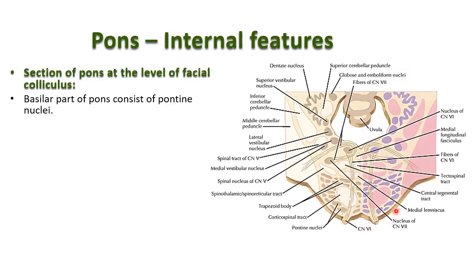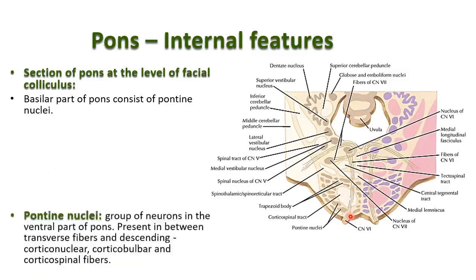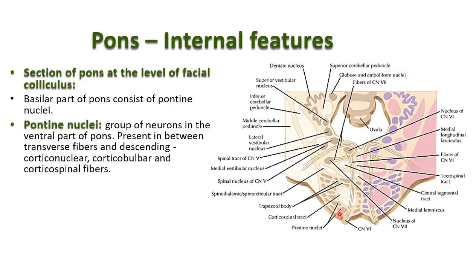So this is called the basilar part of the pons. It is marked with numerous nuclei called the pontine nuclei. These are groups of neurons which receive fibers from the cerebral cortex. The fibers relaying in this are called the corticopontine fibers.